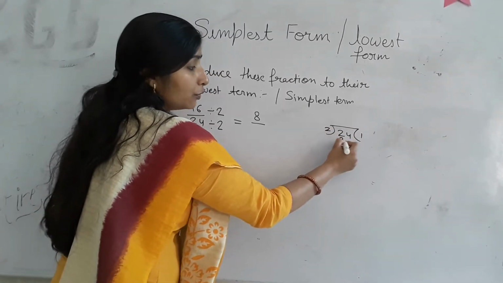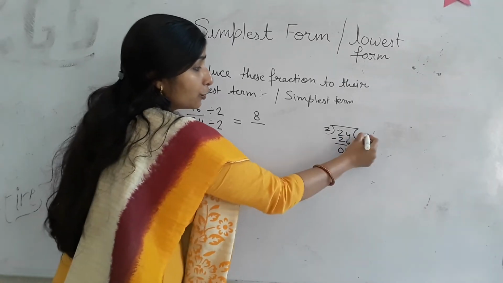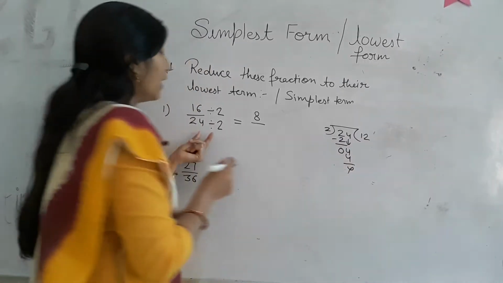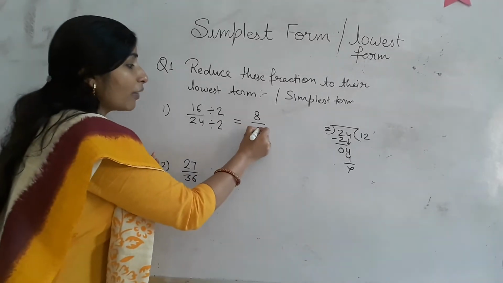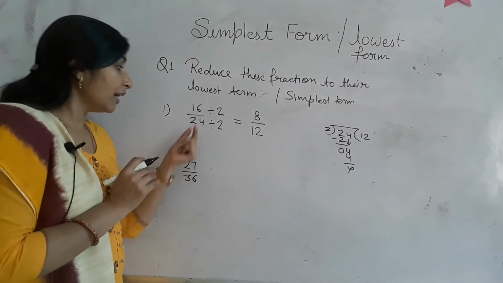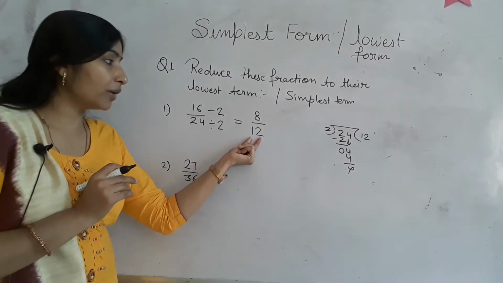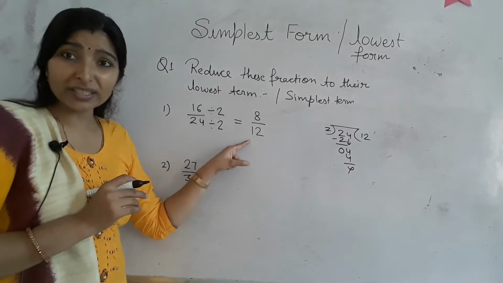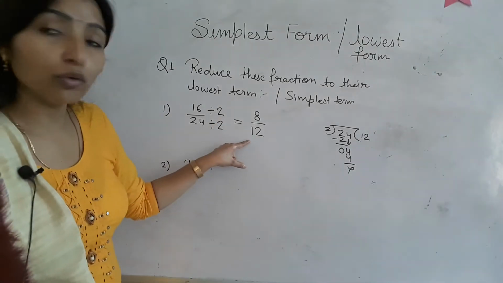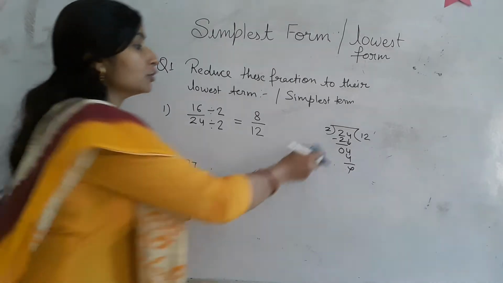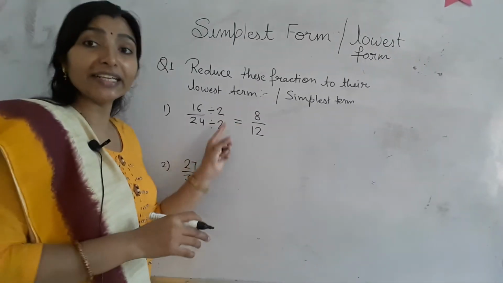2 1s are 2, 0. Now bring down this 4, 2 2s are 4. So if you will say 12 2s are 24, so here 12 will come. In 2 table 24 will come 12 times. Okay, now is it in lowest term? No, this is not lowest term because 8 and 12 both are even numbers. So we will do further, we will reduce it further.